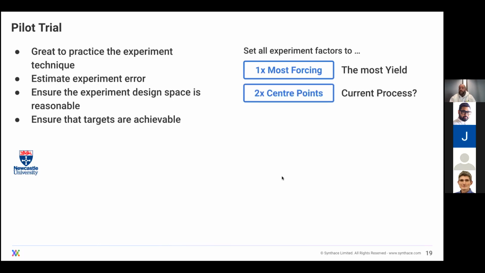Then there are the center point runs that are performed in duplicate and represent the middle values in the range for each factor. These center points may also be the set points of your current process. And finally, the least forcing run, where the set points for all factors are set to a level that you think will lead to the yield being the lowest. Once you've defined all these trials, you go into the lab and run the 4 runs, collate the data for the response.